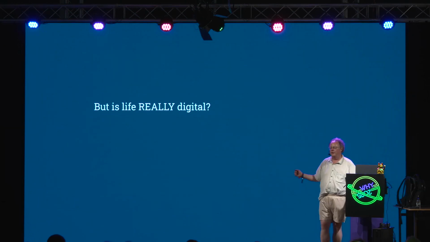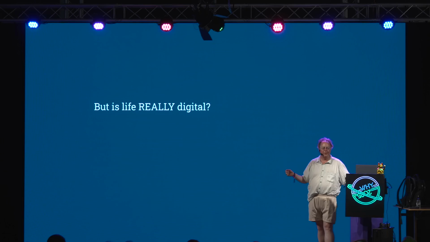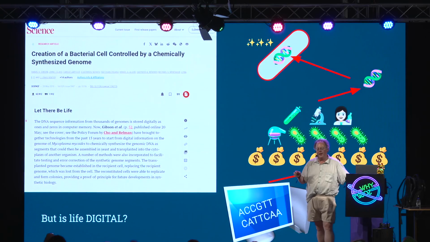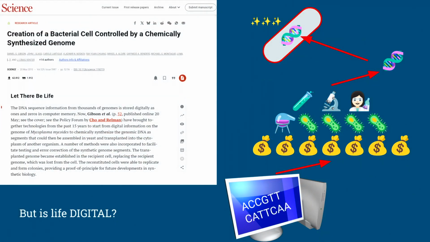But is life really digital? Because maybe it works for a virus. So at one point, people gathered a lot of money. And I mean a lot of money. And they took a bacterium on the left. And they took out the DNA of the bacterium. So they had an empty bacterium.